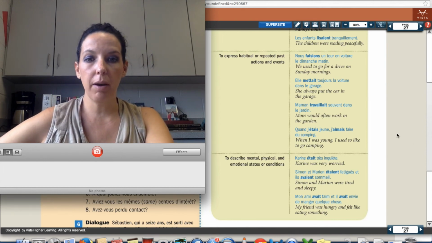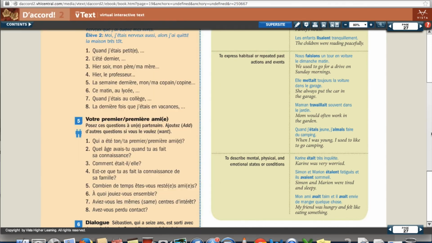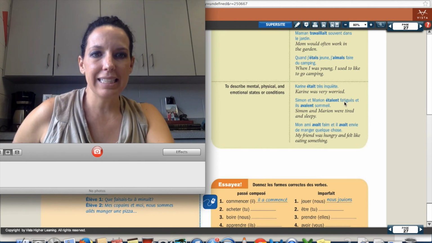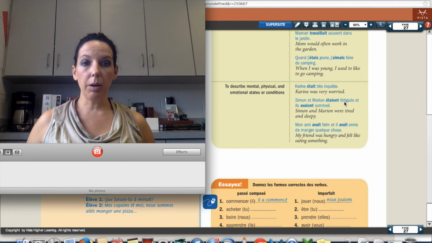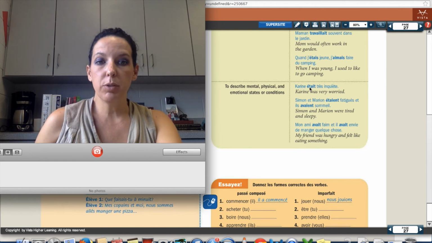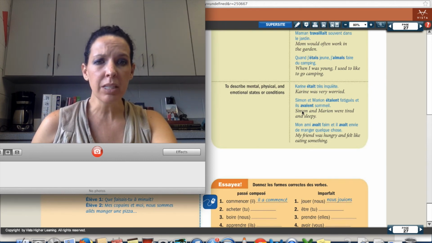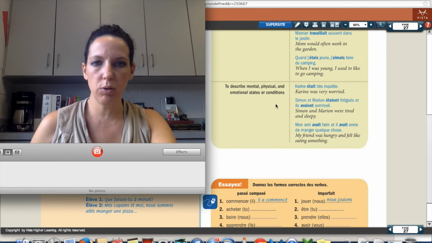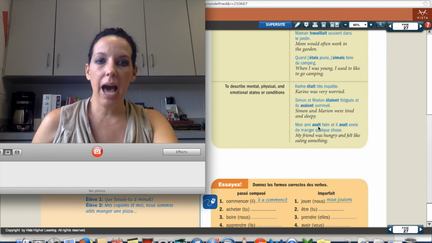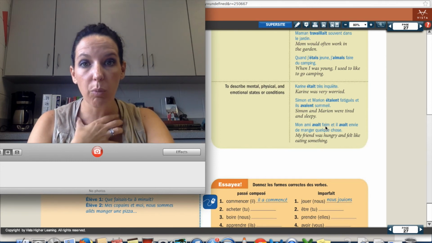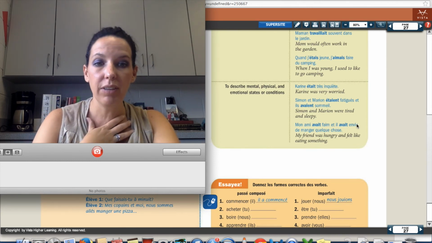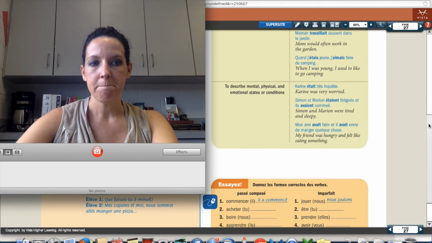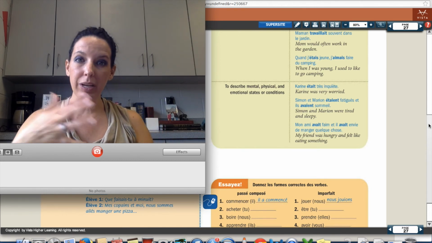We can also use it to talk about mental, physical, and emotional states or conditions. Let me scroll down just a smidge. All right. Karine était très inquiète. So Karine was very worried. Simone and Marion were tired and sleepy. Okay, these are all physical, mental, emotional conditions or states. Mon ami avait faim. Okay, my friend had hunger, was hungry, et il avait envie de manger quelque chose, and he felt like eating something.